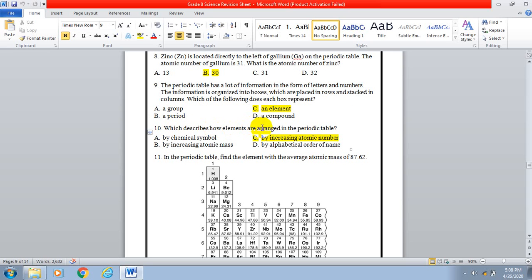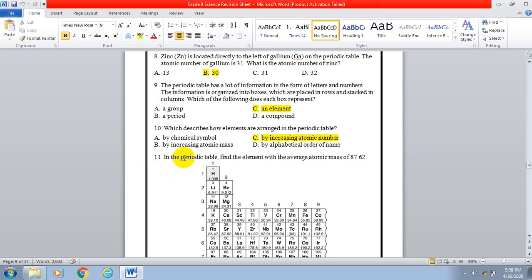Which describes how elements are arranged in the periodic table? A, by chemical symbol. B, by increasing atomic mass, sorry. C, by increasing atomic number, of course. D, by alphabetical order of names. No.